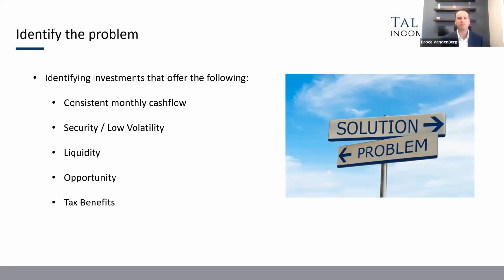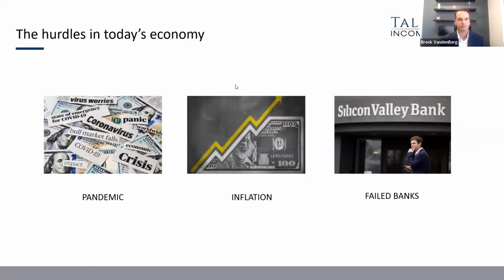So we've identified the problem. We're looking for investments that offer consistent monthly cash flow, the security and low volatility of the market. So what are the hurdles that we're dealing with right now? And what are the hurdles that are creating this opportunity? So first off, we're talking about that pandemic, COVID. It shut the economy down for literally 2 years.